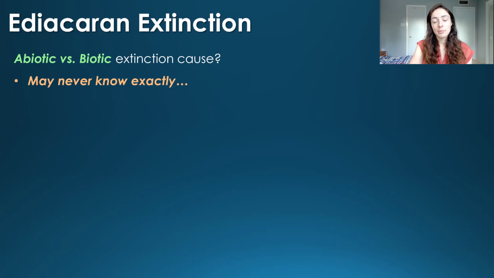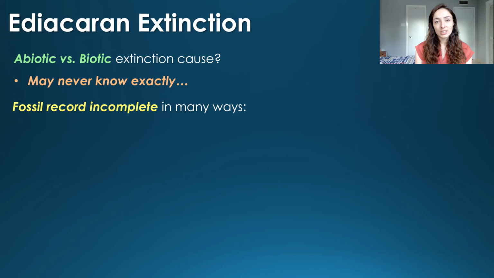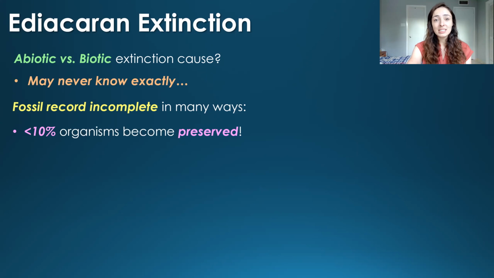So in terms of whether abiotic or biological causes are to blame for this extinction event, we may never know exactly, and the reason is because the fossil record is very incomplete. And it's not just incomplete in one way, it's incomplete in many ways. For example, less than 10% of organisms actually become preserved. And we'll talk in a second why preservation might have been hurt or helped in the Ediacaran time, but in general, not many organisms that were actually present actually become preserved, and this makes the fossil record very incomplete, and we have to kind of account for that in our calculations. And then preservation is also rarely perfect.